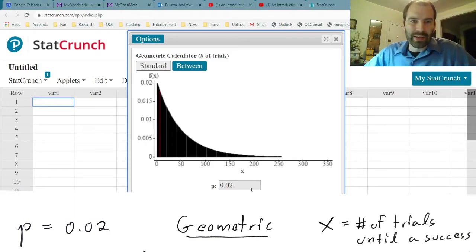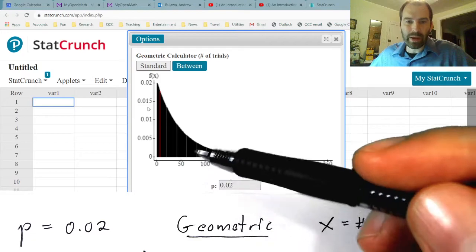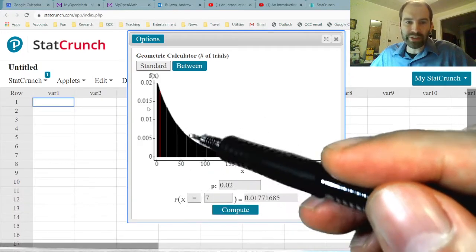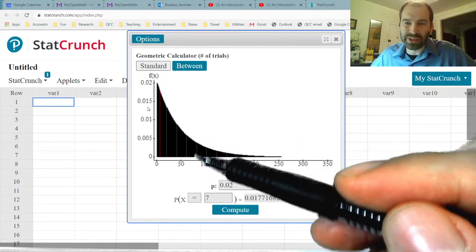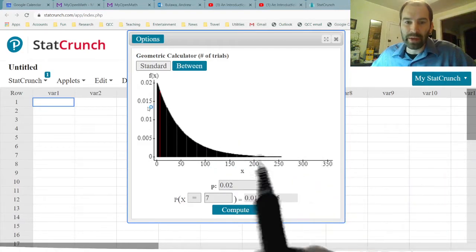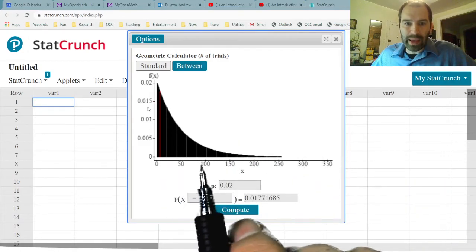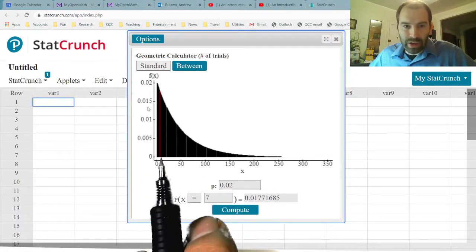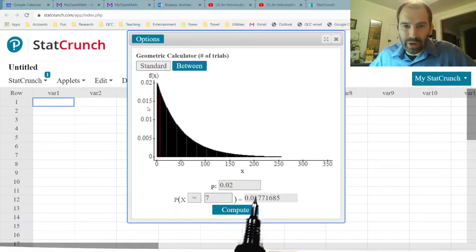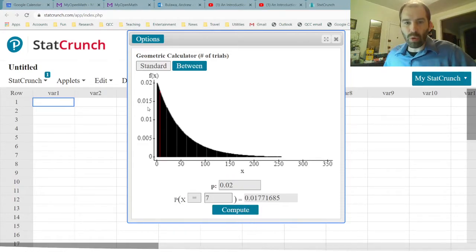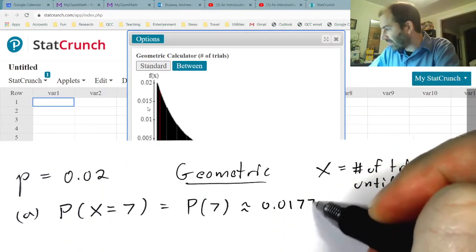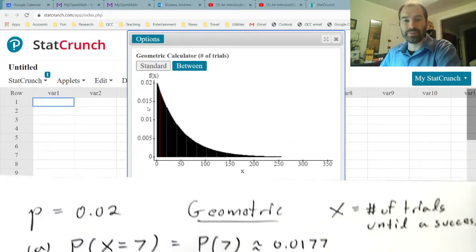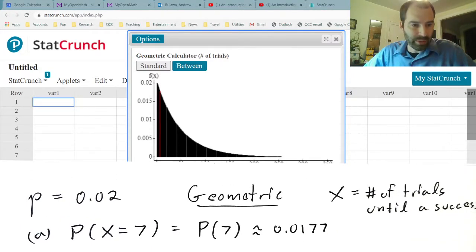Now this one's really hard to see what's going on here. There's actually a whole bunch of bars. They're just so close together that it's just kind of filled in the space. But there's actually a whole bunch of distinct bars, one for each number. We want the probability of 7. Well, you can't really see it in here, but you can read it right off here. The probability that x equals 7 is 0.0177 approximately.